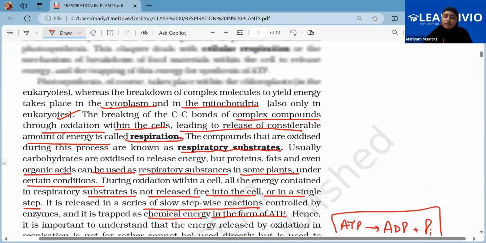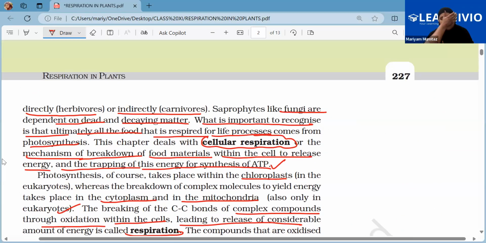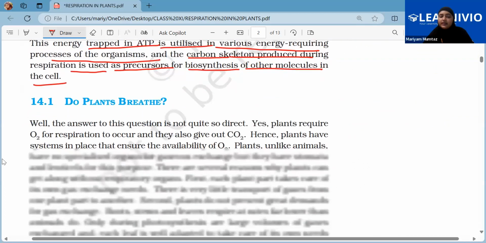Up until now, any doubts? This is the introductory part. Do you have any doubts up until now? No, ma'am. Everything is clear? Yes. Wherever you do have doubts, you can stop me, okay?